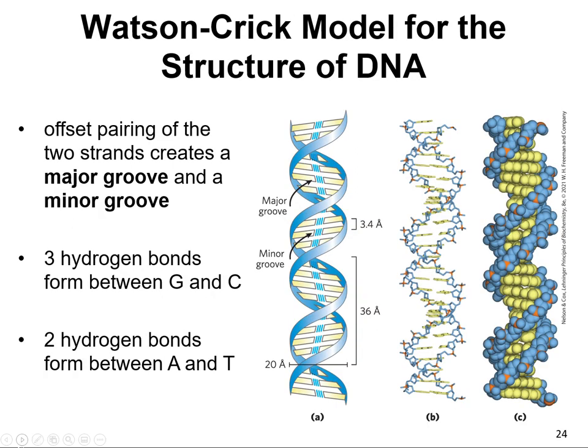This is the Watson-Crick model for the structure of DNA. When you have two strands coming together, wound around each other, you actually create what's called a major groove and a minor groove. And these grooves are really important when it comes to protein binding and enzyme binding, because some bind major grooves, some bind minor grooves. So this is actually an important distinction.